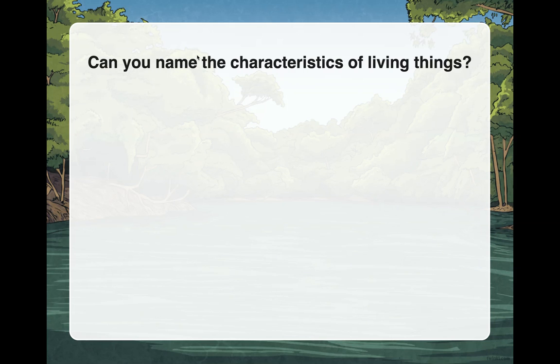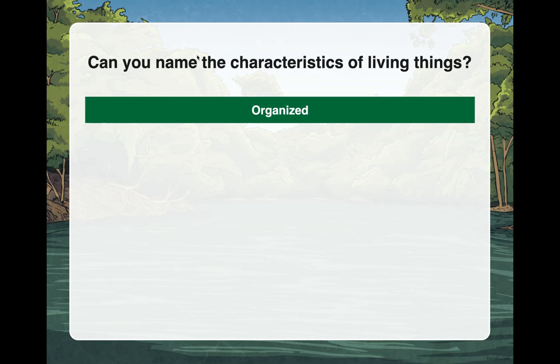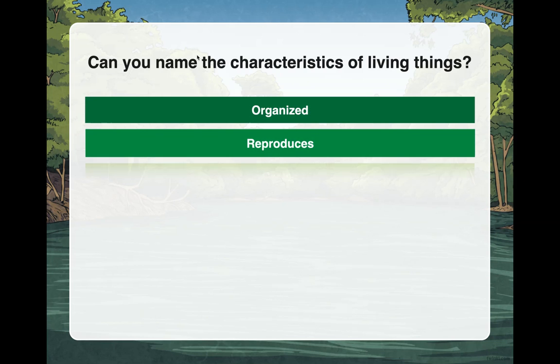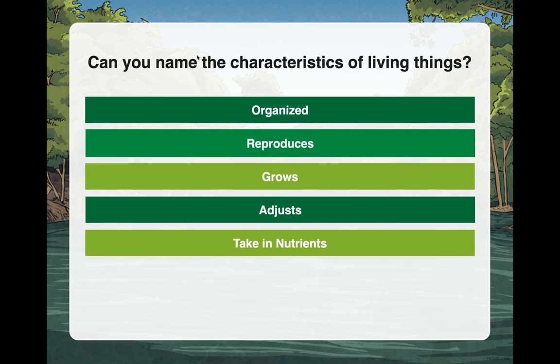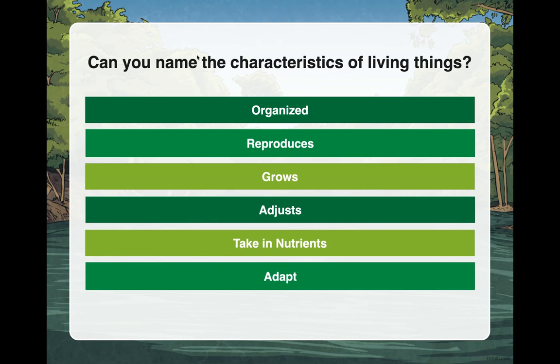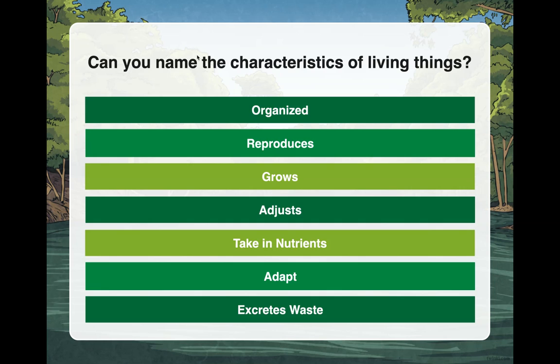Can you name the characteristics of living things? So, think about what we talked about. We talked about how they need to be organized, they reproduce, they grow, they adjust to their environment, they take in nutrients, and they adapt and excrete waste. So go ahead and count these off: 1, 2, 3, 4, 5, 6, 7. So now we know that there are 7 characteristics of living things on our list.